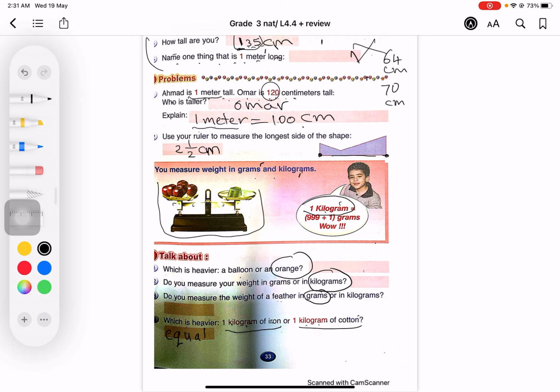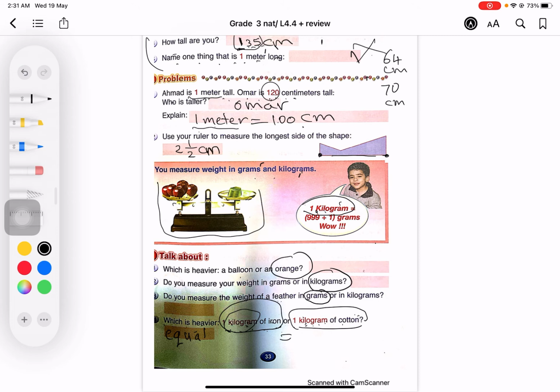Which is heavier, 1 kilogram of iron or 1 kilo of cotton? They are equal. Why equal? Because both of them are kilogram. Which is heavier, 1 kilogram of iron or 1 kilogram of cotton? You think that the iron will be heavier? No. They will bring iron and they will bring cotton. They will bring too much cotton until it weighs 1 kilo. So these are equal.